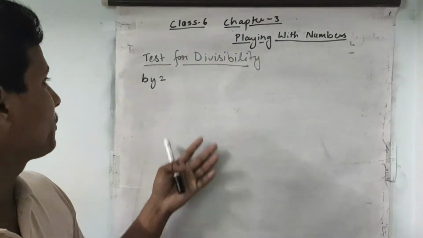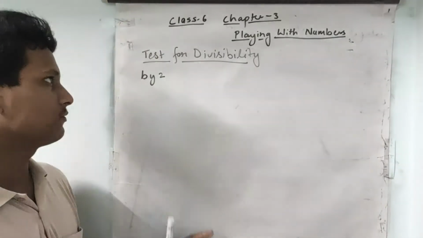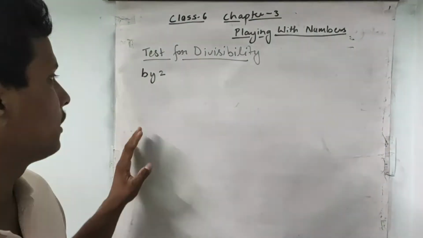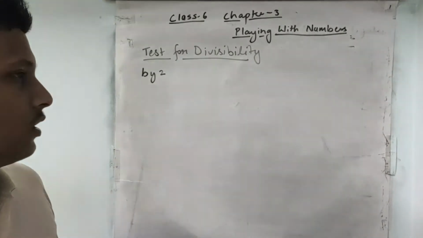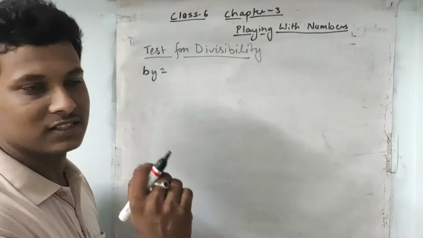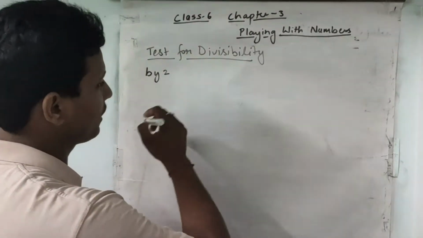Okay, so the next topic is test for divisibility. So we have to check how the numbers are divisible by 2 or not. Okay, so that is divisibility by 2. For checking the divisibility by 2, we need to check any number's unit digit. If the unit digit is divisible by 2, then the whole number is also divisible by 2.